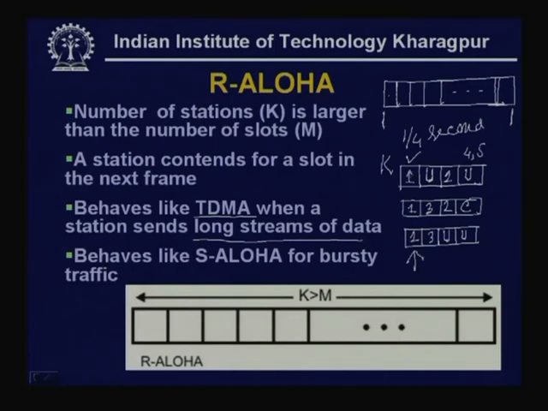As you can see, in this slot the station is continuously sending. On the other hand, if the traffic is bursty and the number of packets sent by different stations is small, in that case it will appear to be slotted Aloha. As you can see, this particular slot, say 2, then unutilized, and then 1. In this way alternately different stations can transmit in different slots, so it may appear like slotted Aloha. This is the reservation Aloha protocol, and here it has been assumed that the number of slots is smaller than the number of stations.